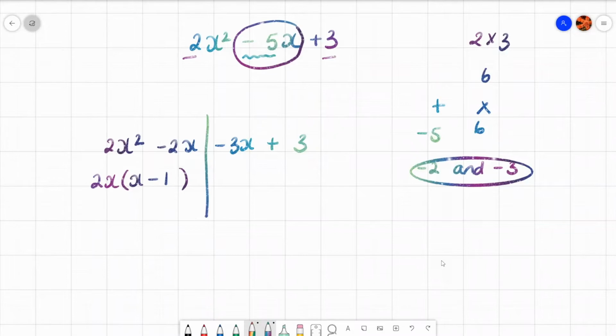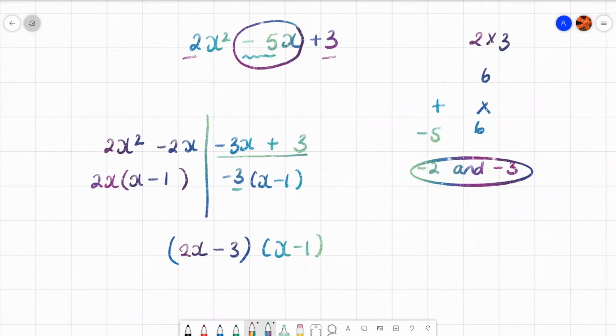Remember, whatever the bracket here is, I need to copy that over. But I need to put something here in front, so when I times this out, I end up with minus 3x plus 3. I need to put minus 3 in front, because minus 3 times x is minus 3x, and minus 3 times minus 1 is positive 3. You keep the 2x the same, and minus 3 in one bracket, so the numbers on the outside in one bracket, and then x minus 1 stays the same.